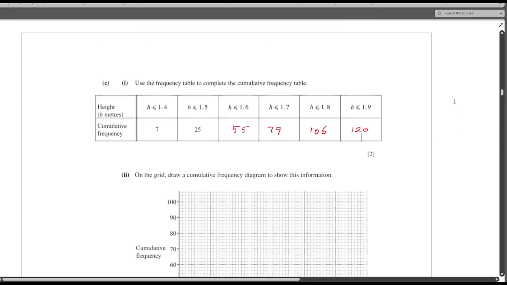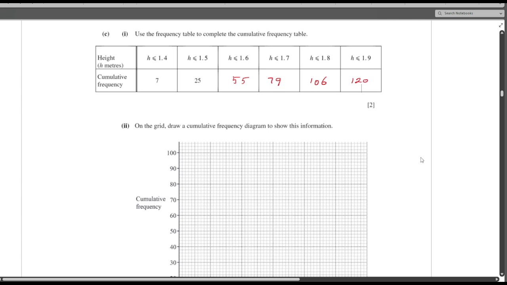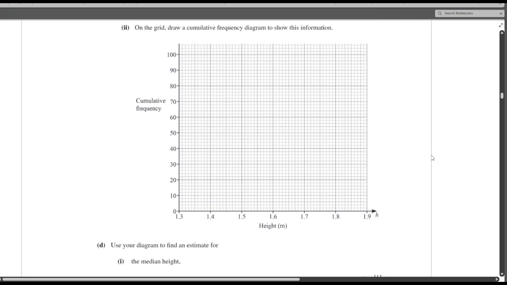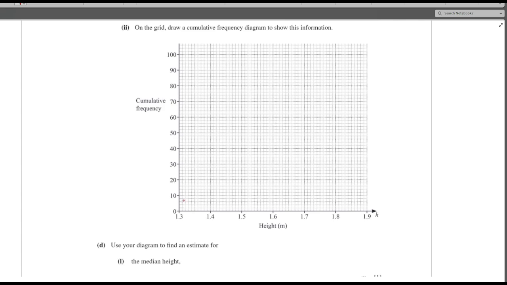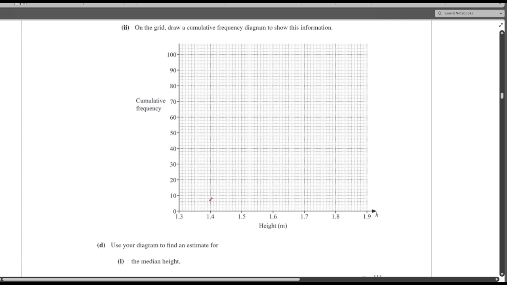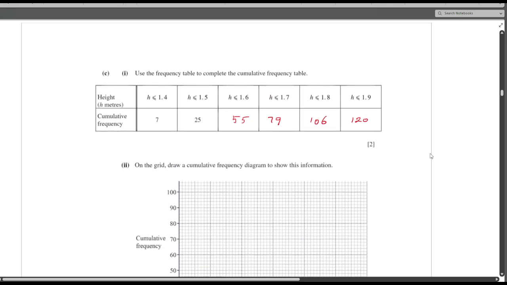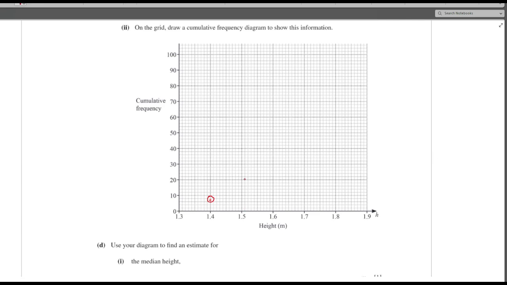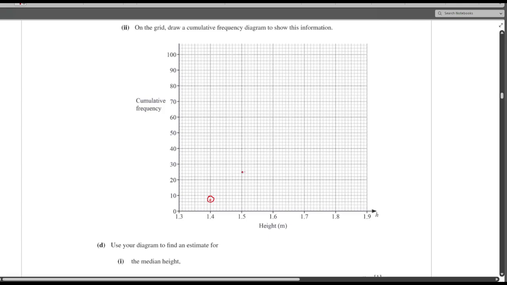Now the question is, on the grid, draw the cumulative frequency diagram to show this information. Now for less than 1.4, there are 7 such students. So here at 1.4, I will mark 7. Here I have 5 divisions, so each division represents 2. So 2, 4, 6, 7 will be somewhere in between. Better I will circle it, so this is 1 point. Then 25 at 1.5: 20 is here, and 22, 24, 25 will be somewhere here. This is the second point.